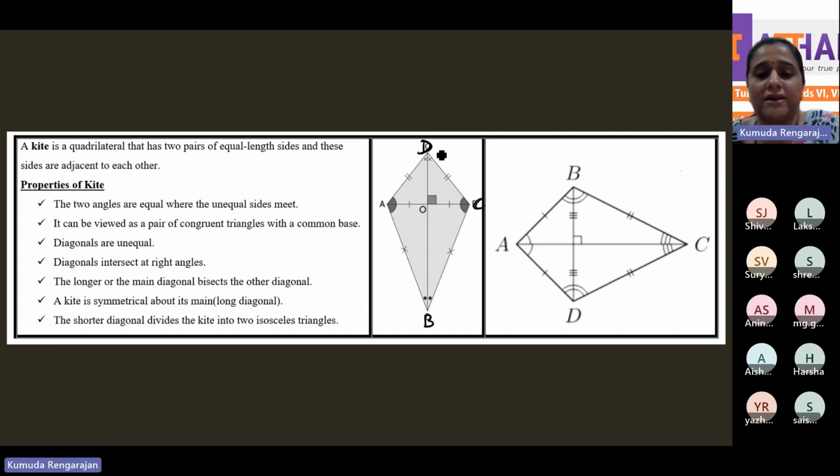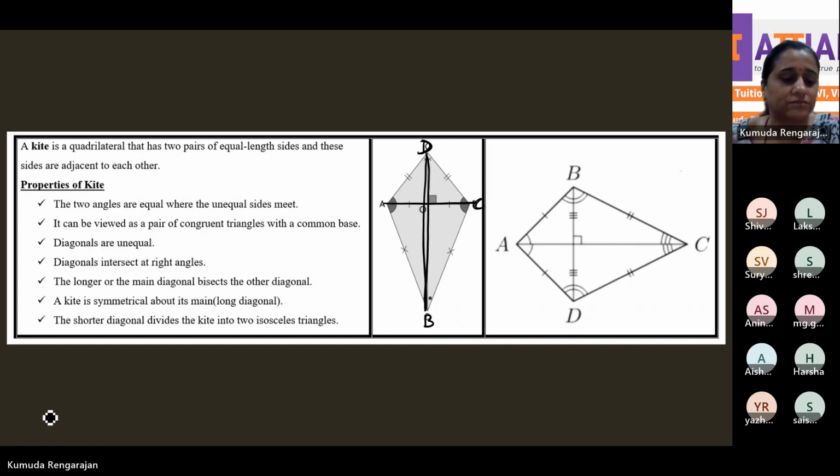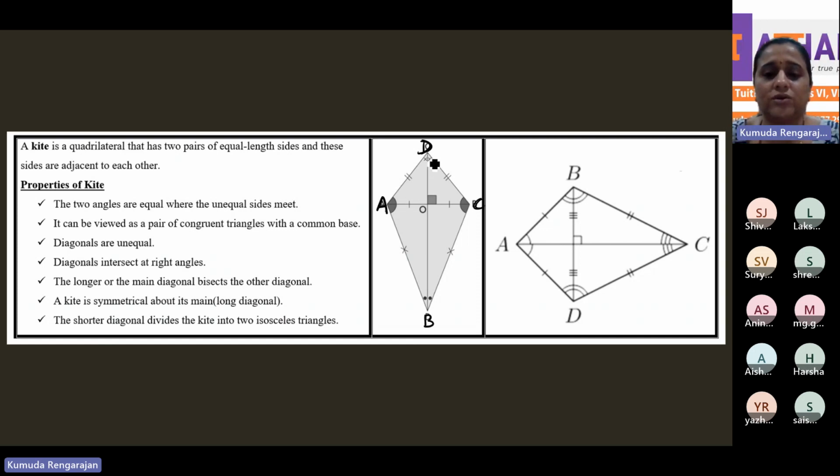Also, the longer diagonal BD cuts the smaller diagonal AC into two equal pieces. That means the longer diagonal bisects the other diagonal, the shorter one. These are the differences when you consider the longer diagonal, or the main diagonal, and see the two triangles.